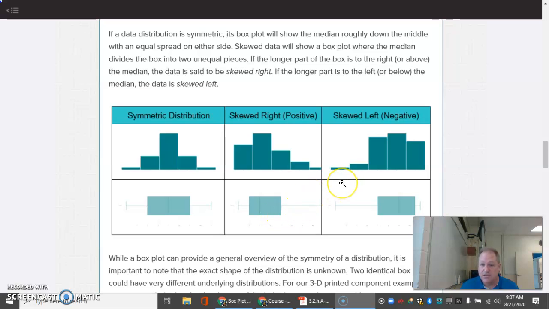In this one that is skewed to the left, or has a negative skew, here is the mean of the data, and most of the data is to the left or below the mean. So it is skewed left, with a negative skew.